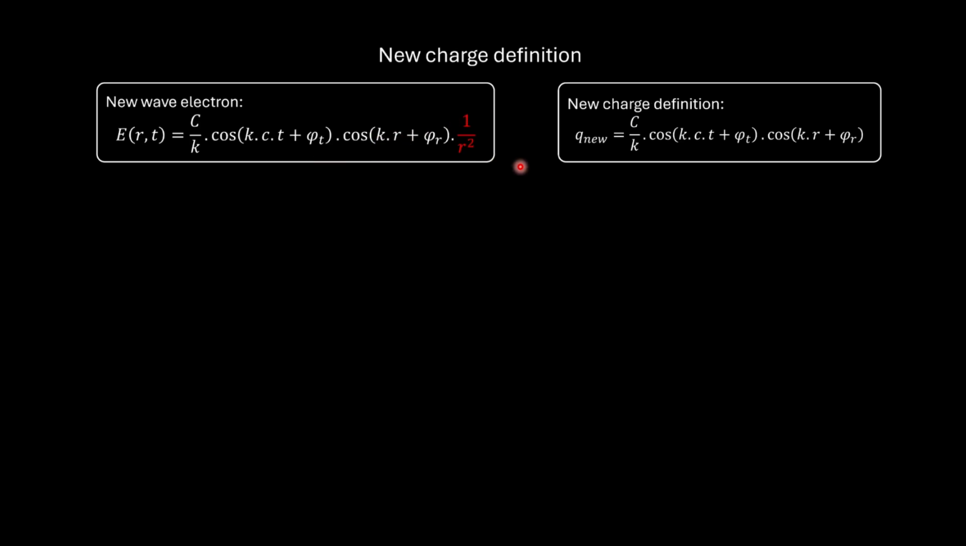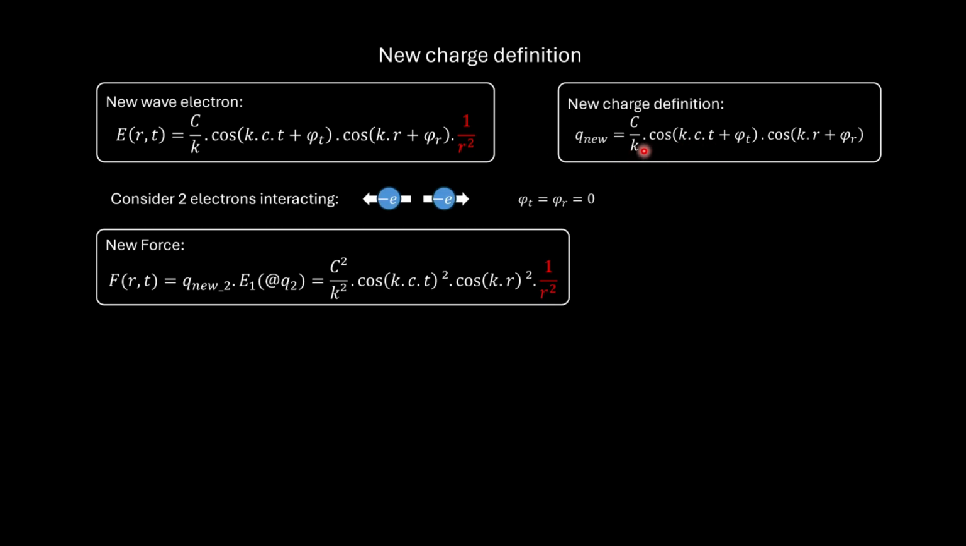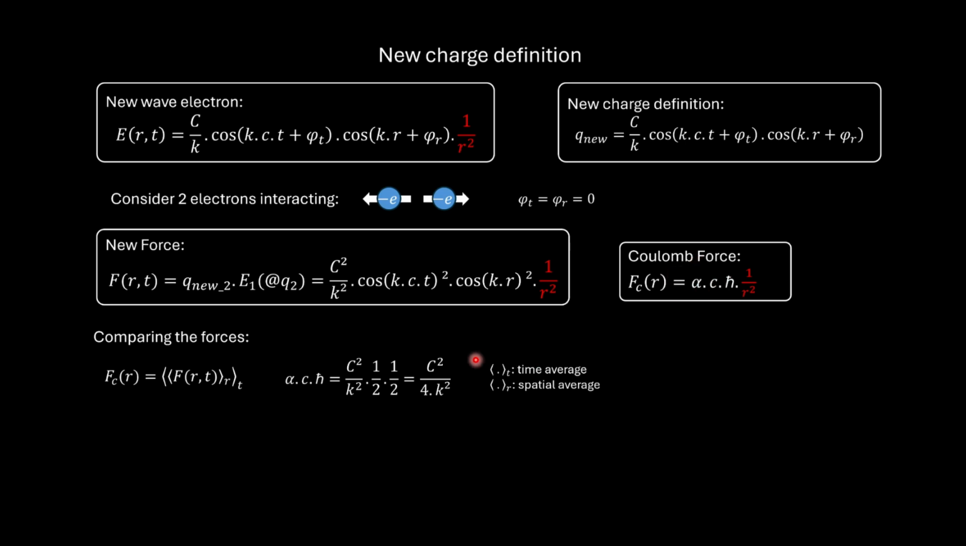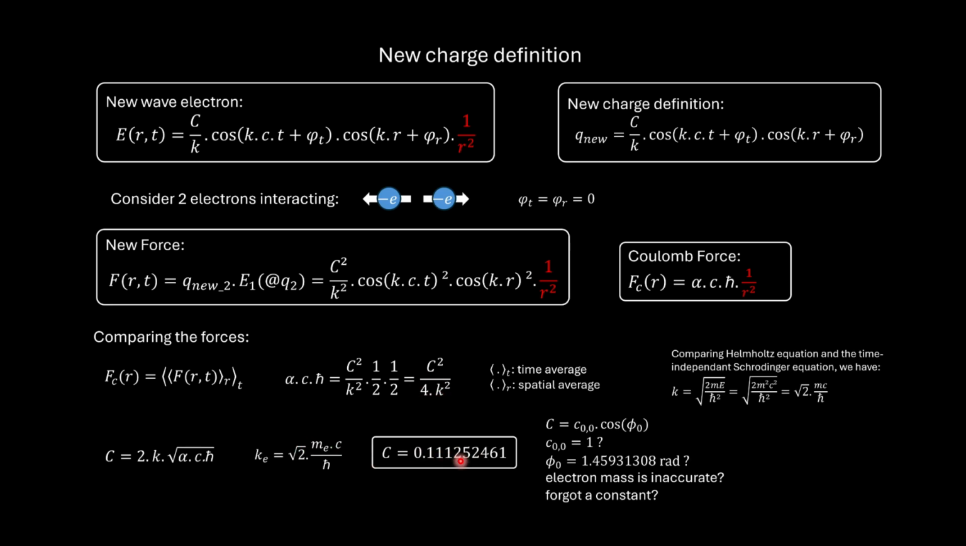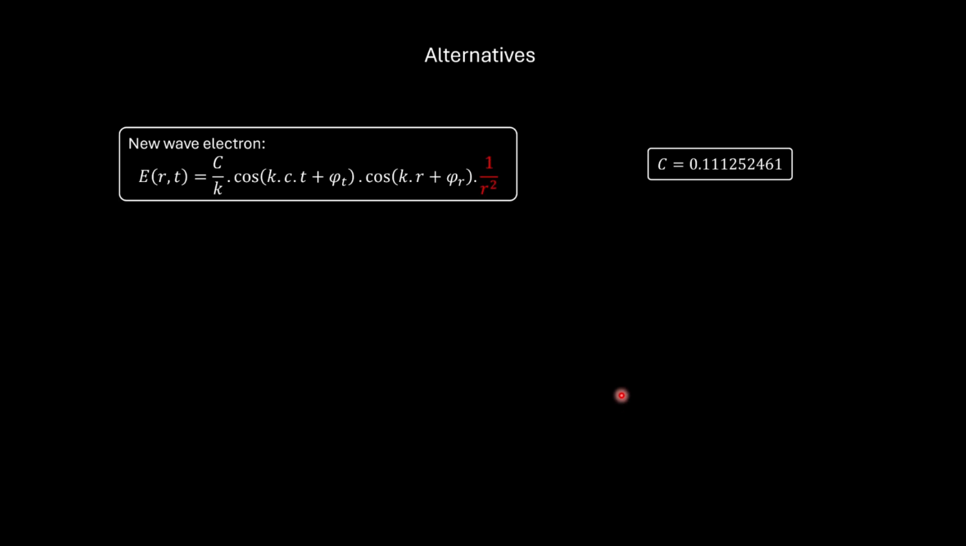Okay, so we have the new electron wave equation, and we define a charge like that. So the Lorentz force gives this equation. If we compare it to the Coulomb force, they should have the same amplitude. It gives this equation. Taking the time and spatial averages, we find that our constant c must equal this value so that the two forces match. But what is this value? I don't know. If c equals 1, it means there is a perfect match and our new formula is complete.